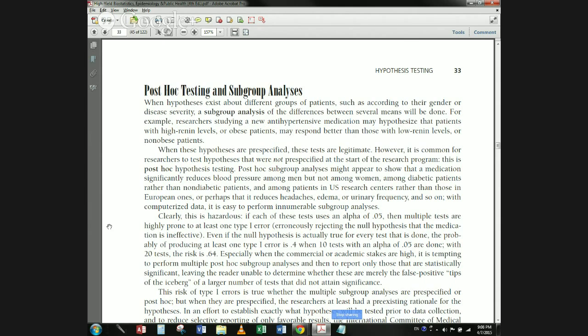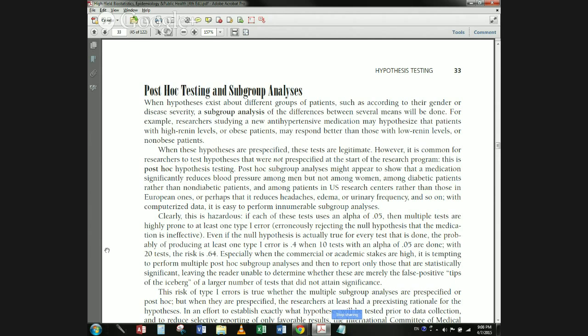Especially when the commercial or academic stakes are high, it is tempting to perform multiple post hoc subgroup analyses and then to report only those that are statistically significant, leaving the reader unable to determine whether these are merely the false positive tips of the iceberg or a larger number of tests that did not attain significance. The risk of type 1 errors is true whether the multiple subgroup analyses are pre-specified or post hoc. But when they are pre-specified, the researchers at least had a pre-existing rationale for the hypothesis.